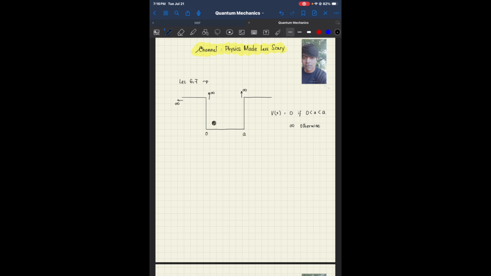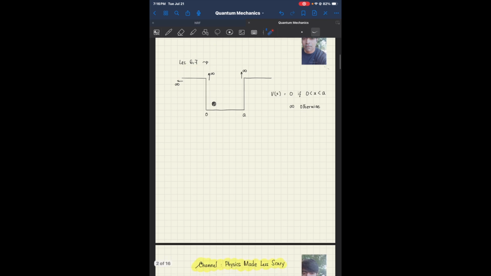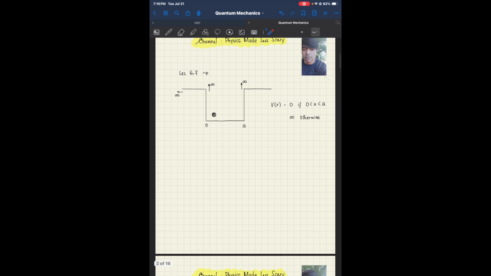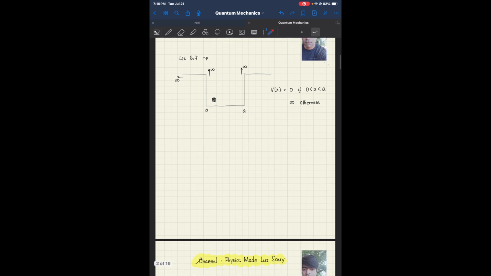The potential that we solved for was the simplest one. The potential was 0 if you were between x equal to 0 and a, and the potential rose to infinity otherwise. So this was the problem we solved in the last couple of lectures. If you are joining me for the first time and want to brush up with it, you can look at the last couple of lectures.